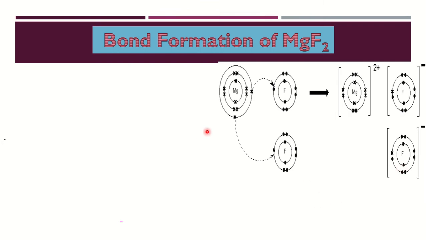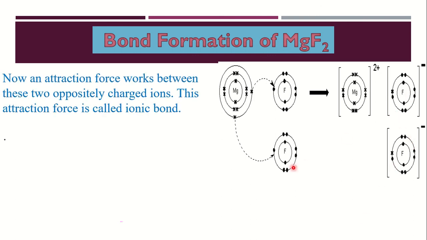Look, these two electrons both are accepted by two fluorine atoms. So one magnesium cation, dipositively charged, and two fluoride ions, anions, are formed here. Now an attraction force works between these two oppositely charged ions, and this attraction force is called ionic bond.